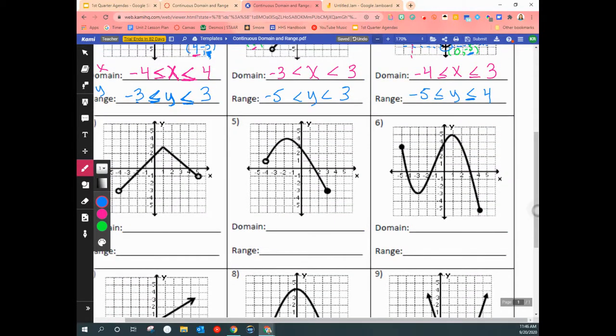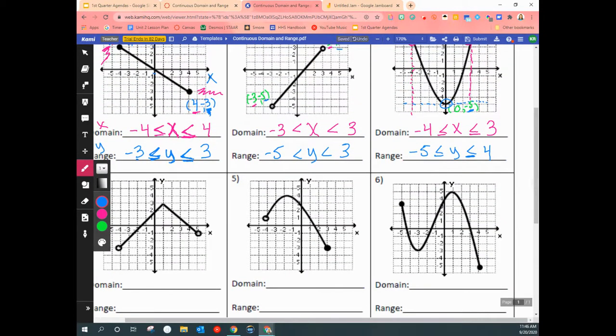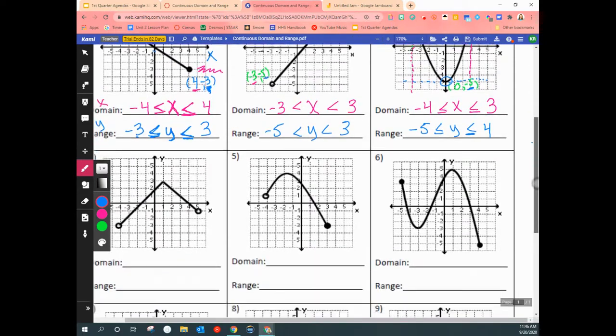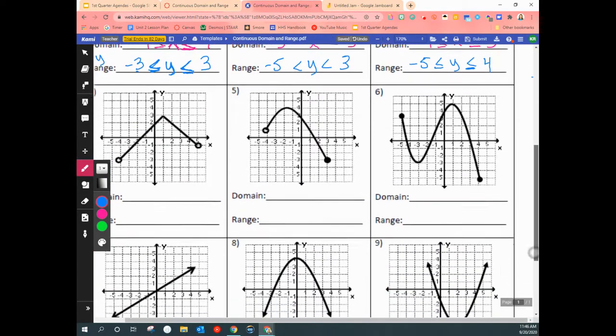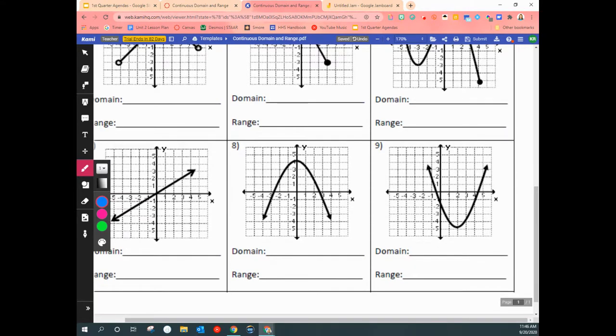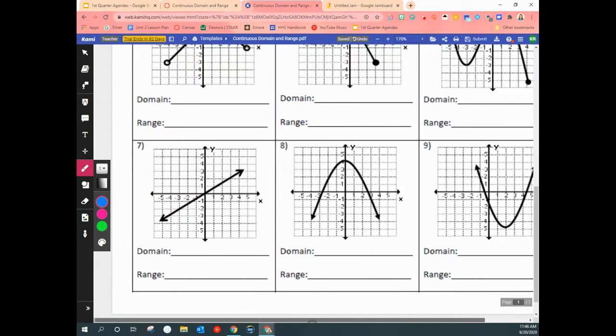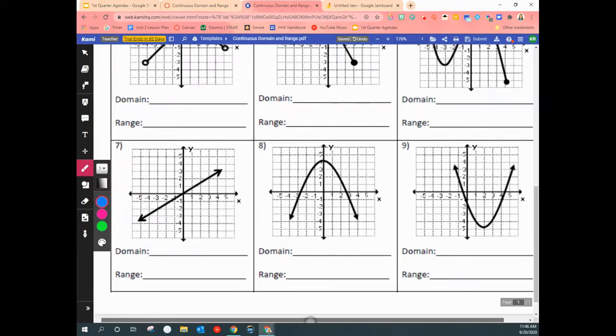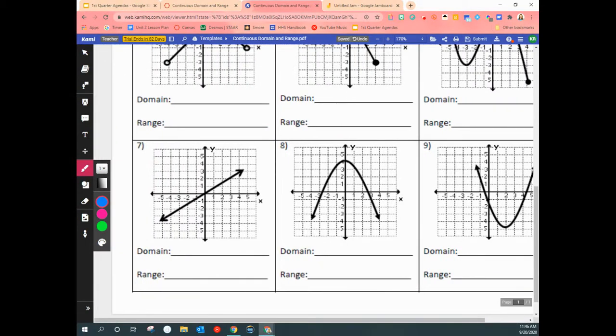So I would like to look at number 7 here. So we have to talk about arrows. What if we got some arrows on our graphs? What do we do then? Let's look at number 7. I'm going to leave the middle row for you to do on your own. I think you can do those. And I'm going to do 7, 8, and 9 with you.